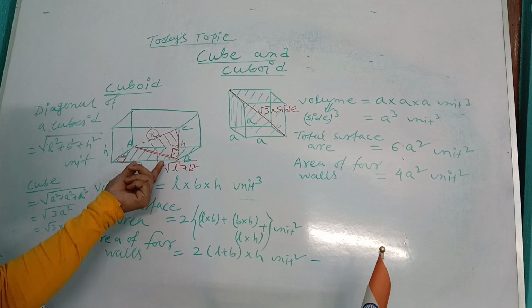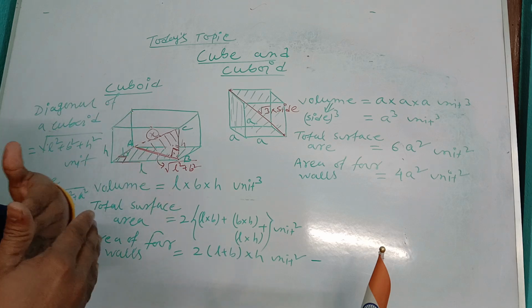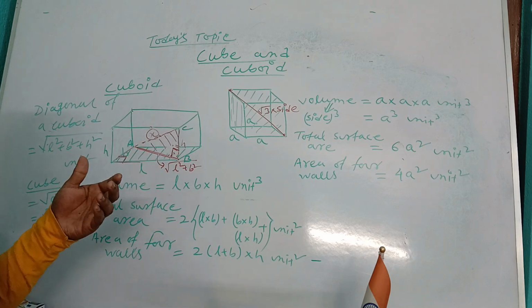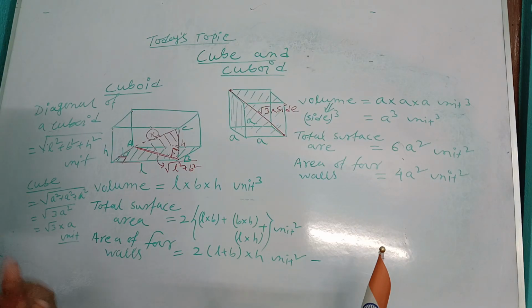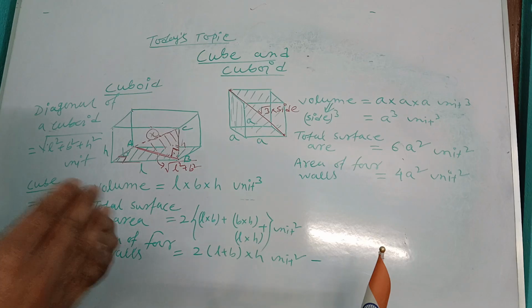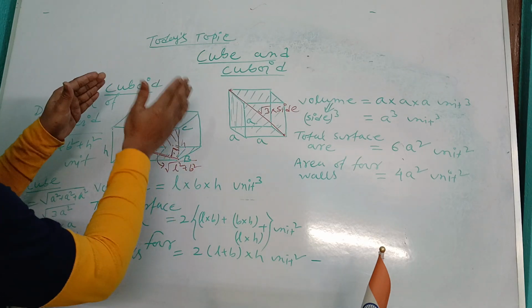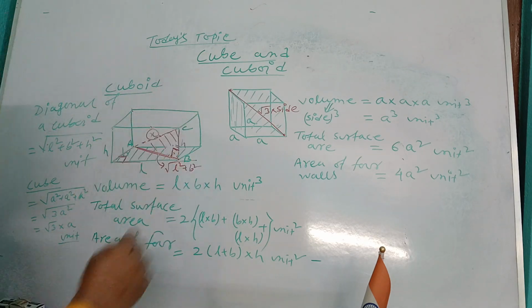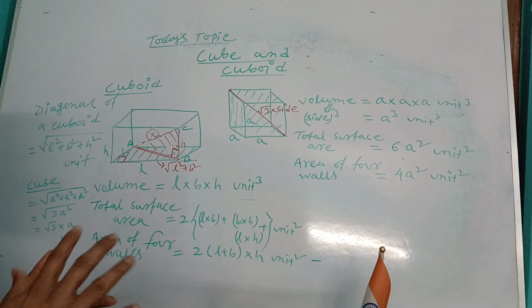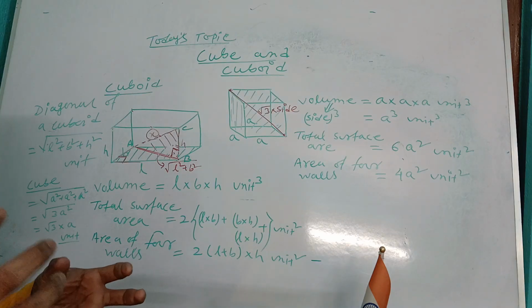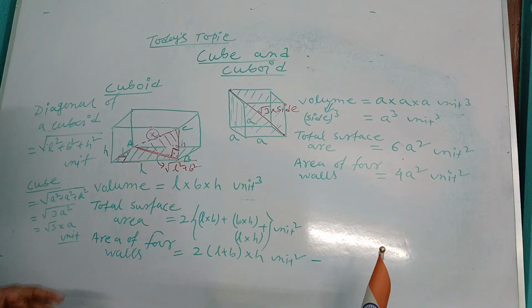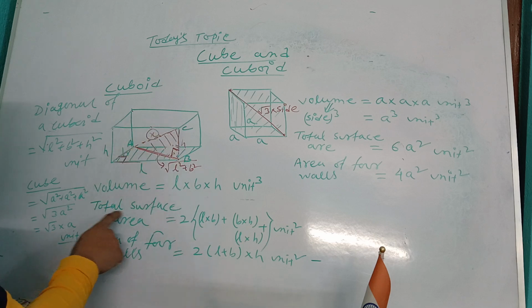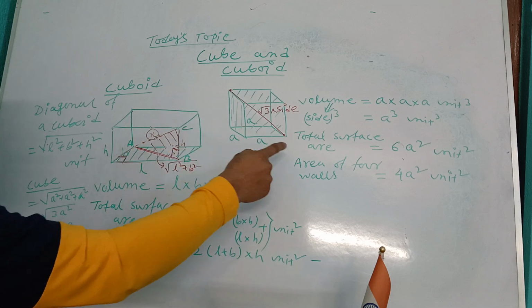Total surface area. Here three pairs of similar faces are given, not surface. This side, that side, this side, up, down. So total six faces. The total surface area is the sum of the surface area of each face. Now we can write the total for a cube.